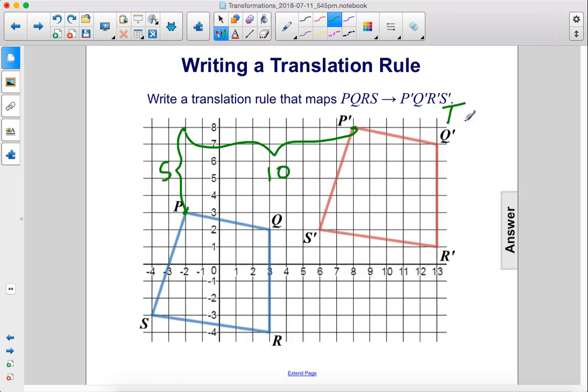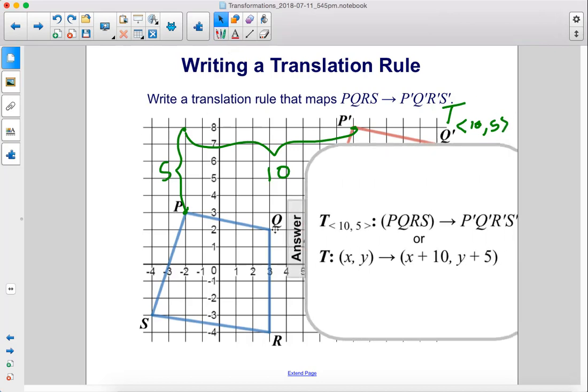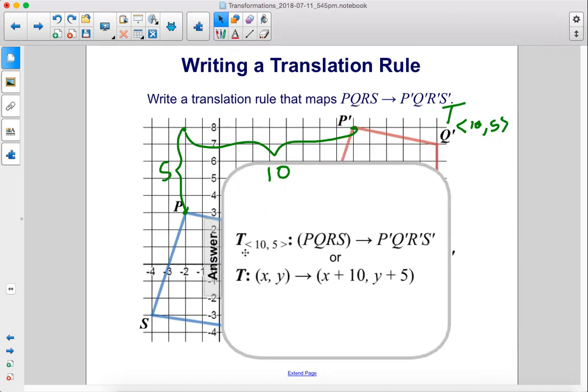So the translation would be positive 10, because we do X first here, and positive 5, because we go up 5 vertically. So you could write T <10, 5> like this, with PQRS maps to P'Q'R'S', or you could write it like this. The translation of (x, y) maps onto (x plus 10, y plus 5).